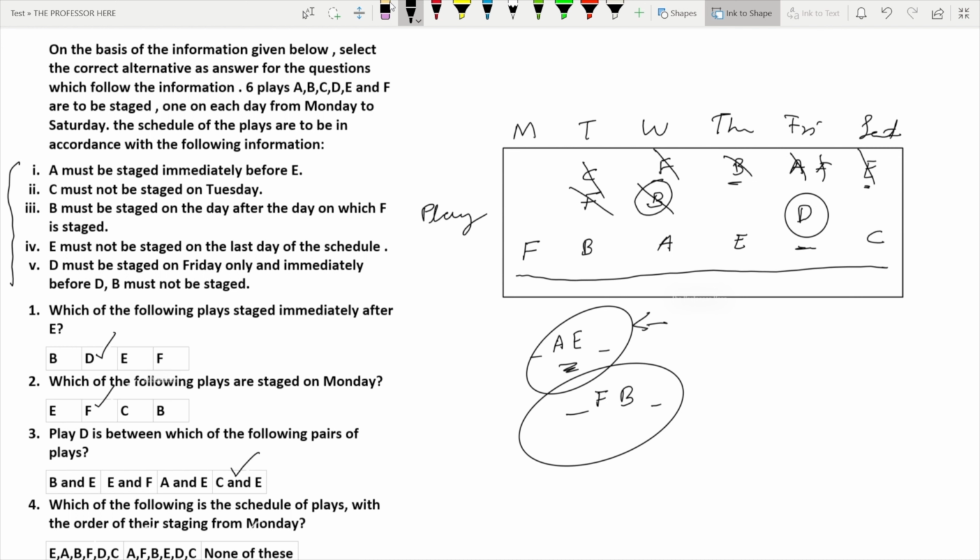Which of the following is a schedule of plays with the order of their staging from Monday? It's from F, B, A, E, D, C. Not these, so the answer should be none of these. I hope you understood how to solve this question. We will practice more DILR sets in the coming videos.